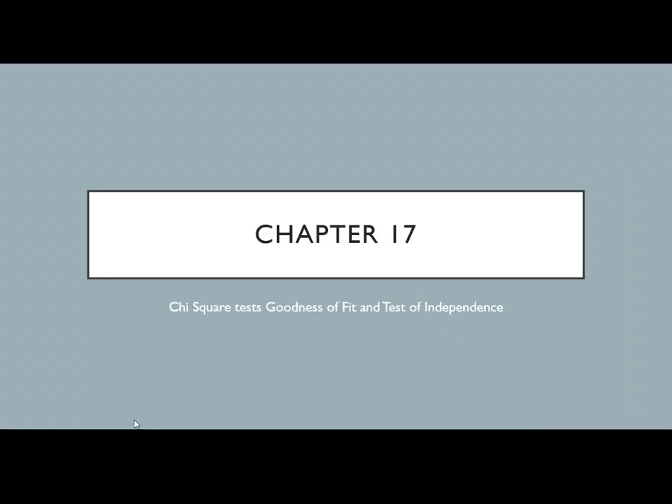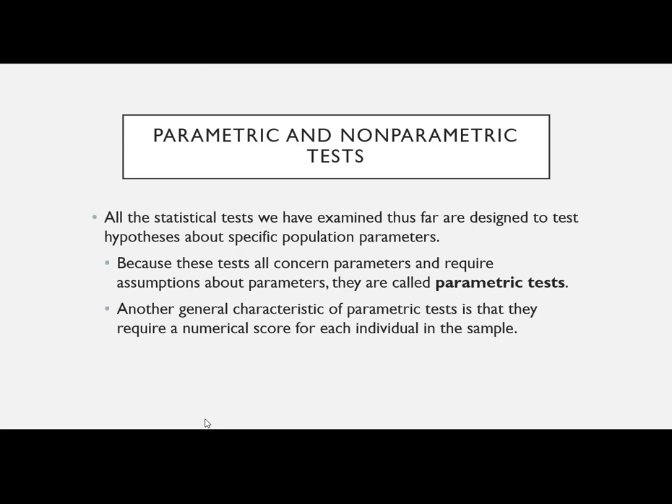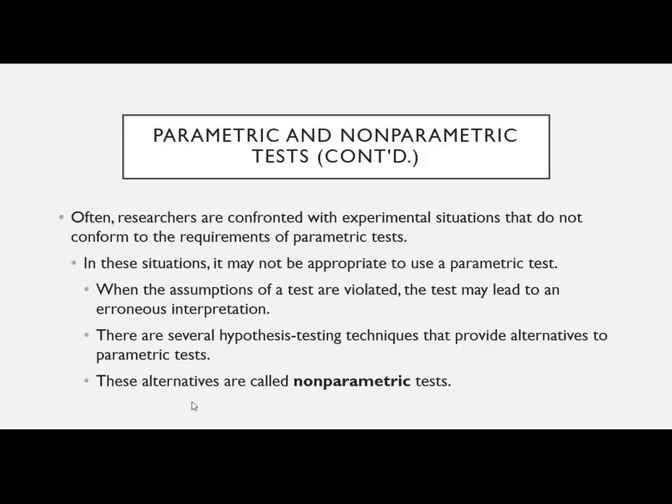Alright, so we're going to talk about Chapter 17, chi-square tests, the goodness of fit, and the test of independence. Thus far, we've only talked about parametric tests. And because these tests all concern parameters and require assumptions about parameters, they're called parametric tests. Another general characteristic of parametric tests is that they require a numerical score for each individual in the sample.